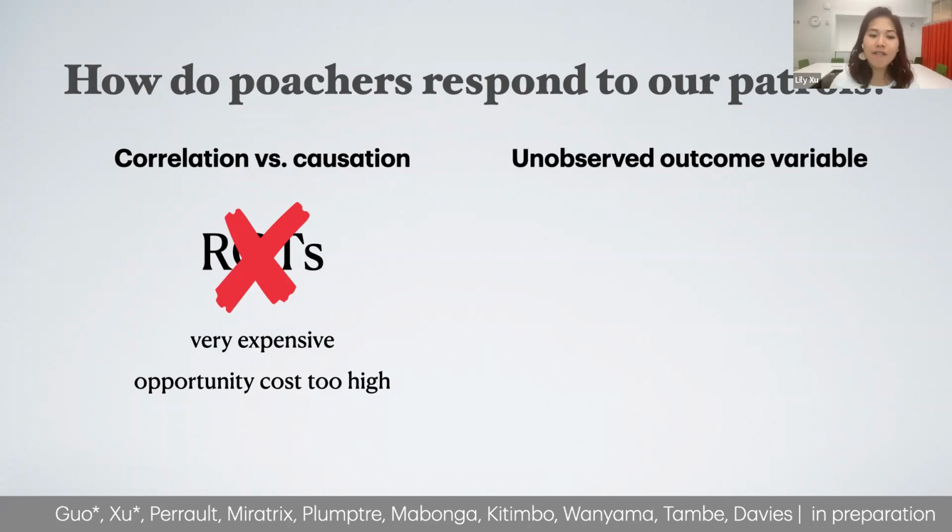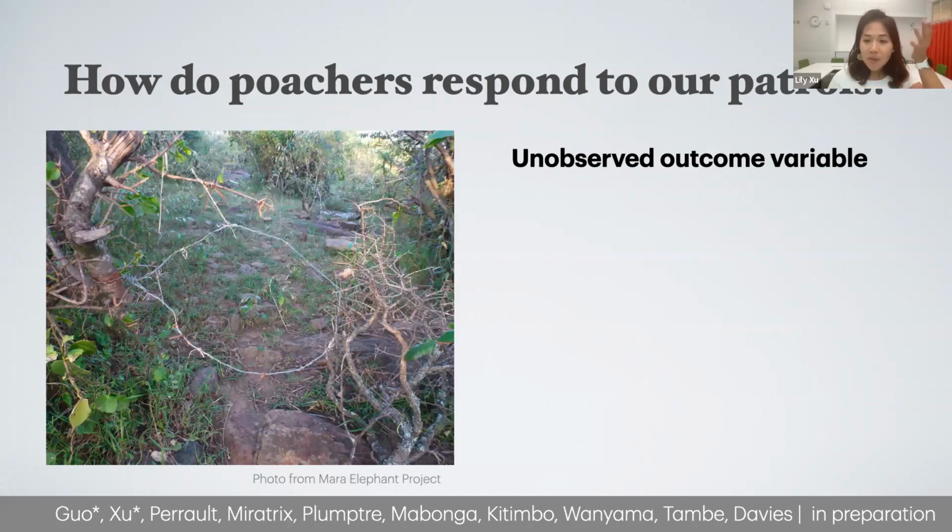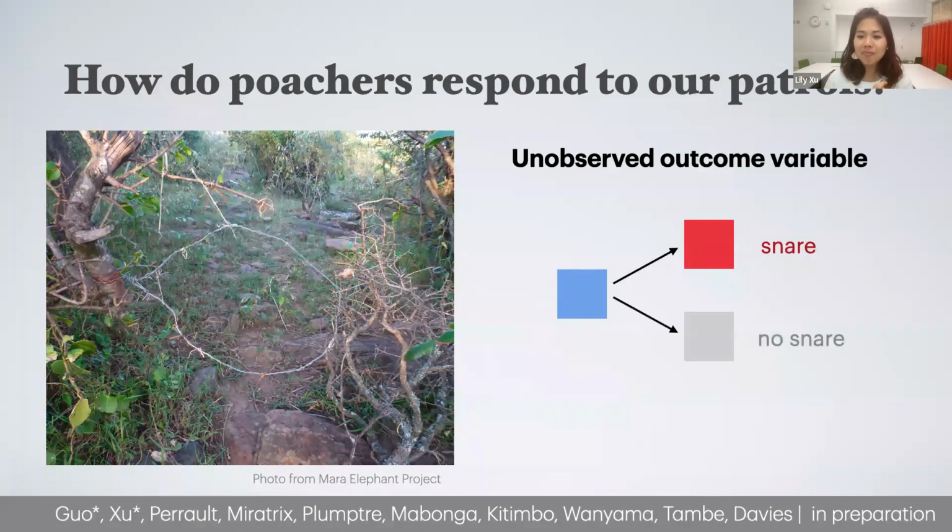But additionally, we also have an unobserved outcome variable. It's really hard to find snares in a park. If you're just passing by, you might miss the small wire snare. So if we patrol an area and we find a snare, we know for a fact that there was a snare there. But if we don't find a snare, we can't be confident that there wasn't a snare there. We might have just missed it.